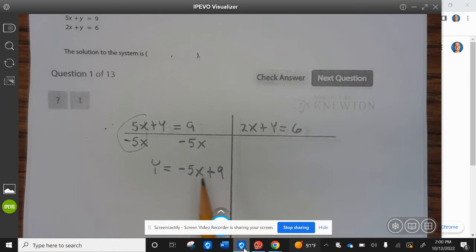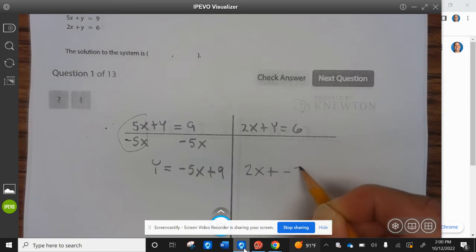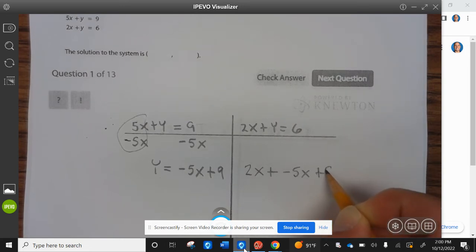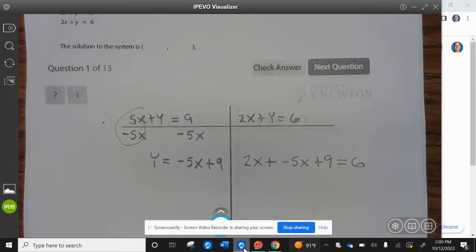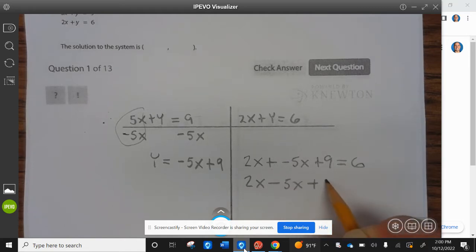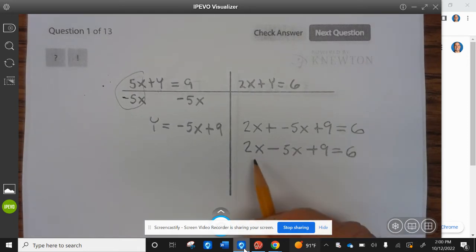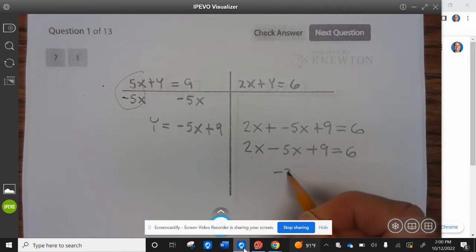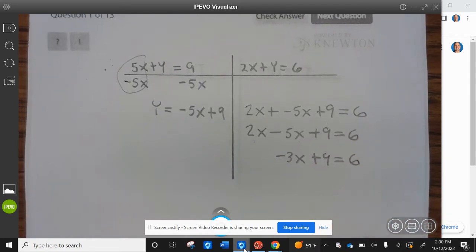Now we have y, so we're going to substitute that y in here. That's 2x plus negative 5x plus 9 equals 6. Well, when you add a negative, that's subtraction, so that's 2x minus 5x plus 9 equals 6. 2x minus 5x is negative 3x. Now we have plus 9 equals 6.